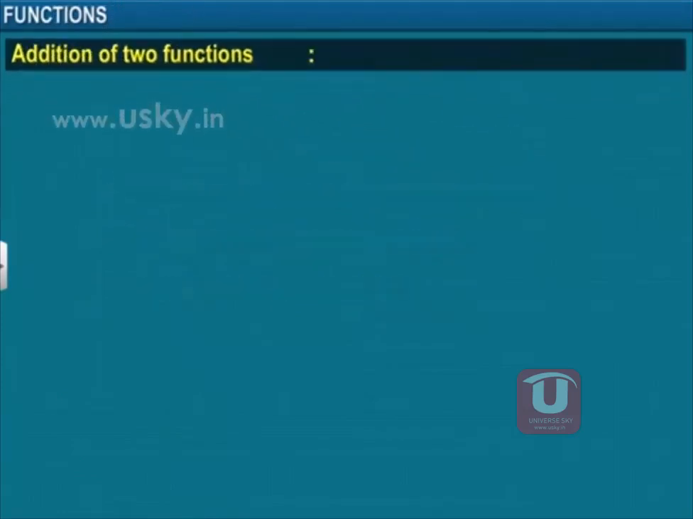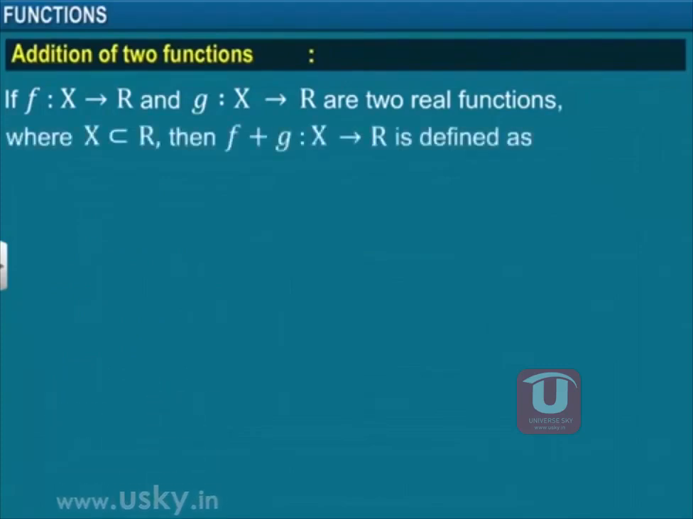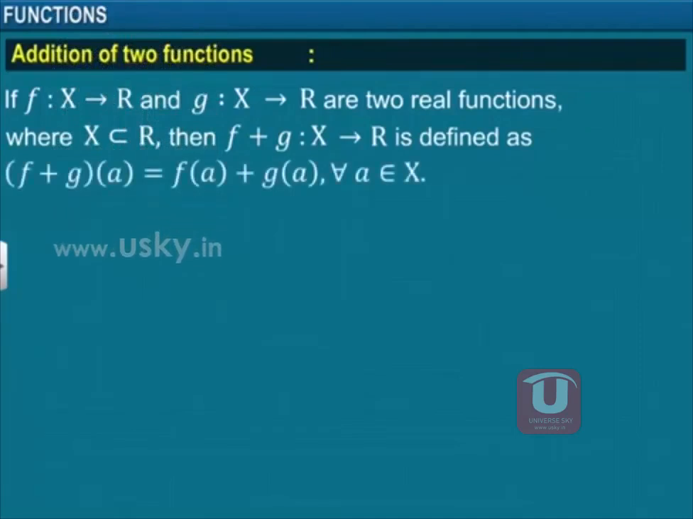If f and g are two real functions from X to R, the set of real numbers, such that X is a subset of R, then f plus g is also a function from X to R, defined as (f plus g) of a is equal to f of a plus g of a for all a belonging to set X.